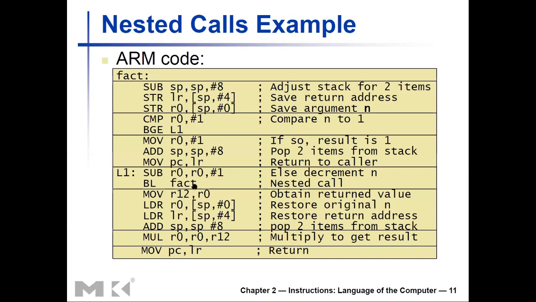Now L1 is here, and inside L1, what we are doing is you have to decrement N, because we are going to perform a nested call with N decremented by 1. So that you have to do with this SUB instruction. And then again you have to BL fact. So you will be branching back to factorial, branch and link back to factorial. This is the nested call. And now when you come to this location, you can think that the factorial function is done with it.